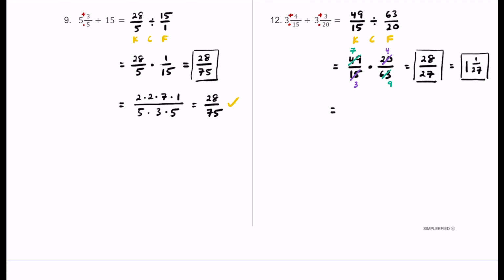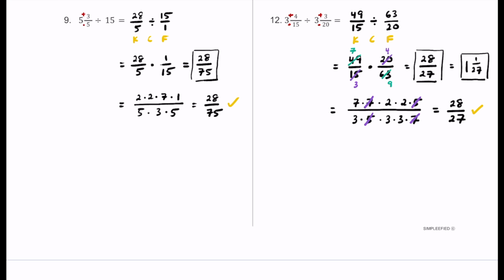Now, if you just want to see what this would look like using prime factorizations, 49 breaks into 7 times 7, and 20 breaks into 2 times 2 times 5. And the 15 on bottom breaks into 3 times 5. And the 63 breaks into 3 times 3 times 7. So notice how these 7s can cancel out with each other, these 5s can cancel out, and I think that's it. On top, 7 times 2 times 2, that should be 28. Yep, 2 times 2 is 4, 4 times 7 is 28. And on bottom, 3 times 3 is 9, 9 times 3 is 27. So we get the same improper fraction version as earlier, so this checks out.